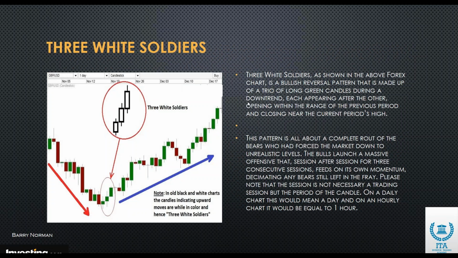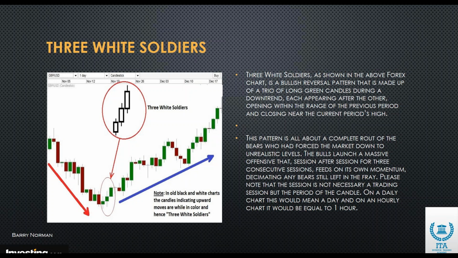Then we go on to the triples. We have 3 white soldiers and 3 black crows. These are very important candles because they tell you something very specific. Somebody just typed in, which is the best candle indicated pattern is changing. There's lots of them. But when you see 3 white soldiers, you've now moved from a downtrend to an uptrend.